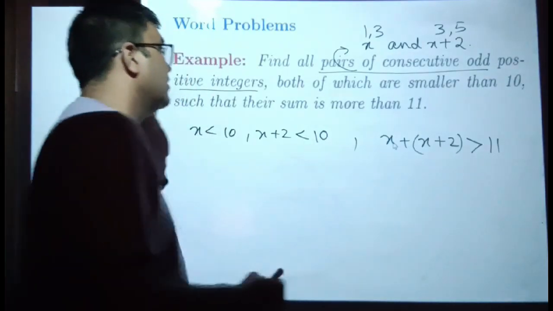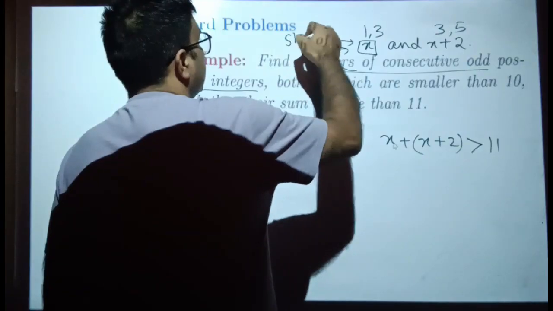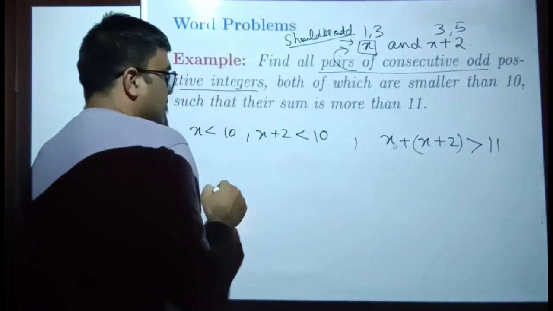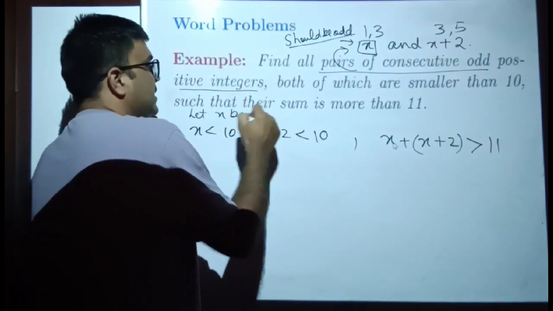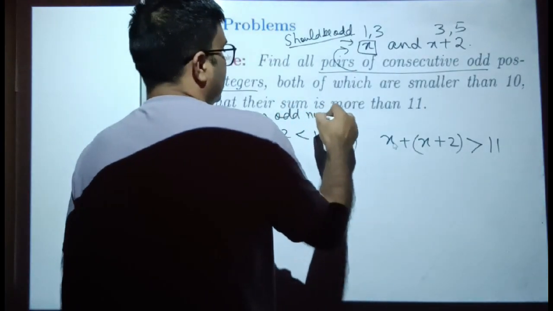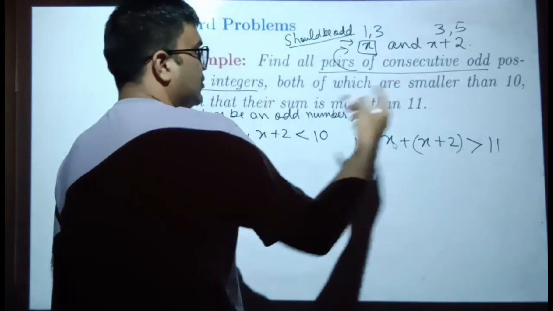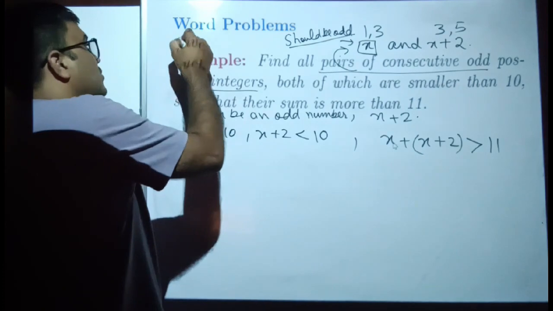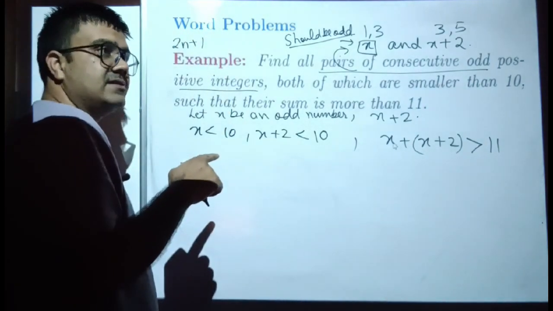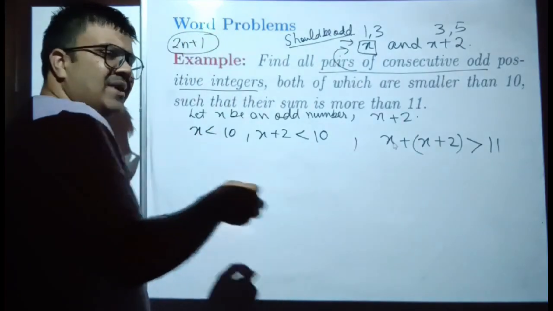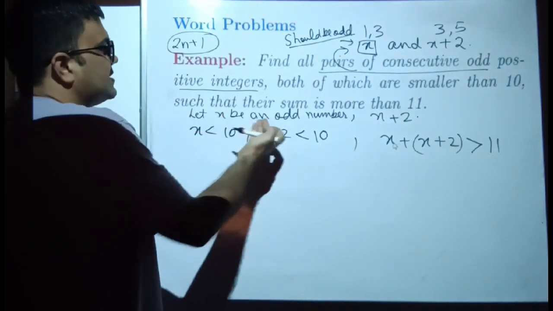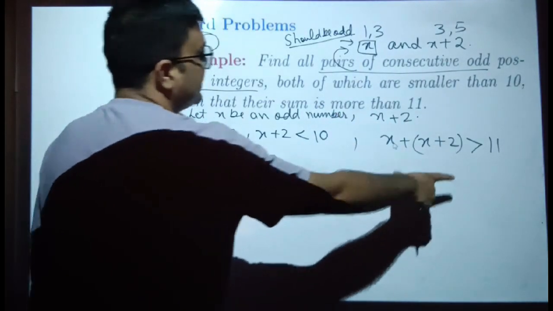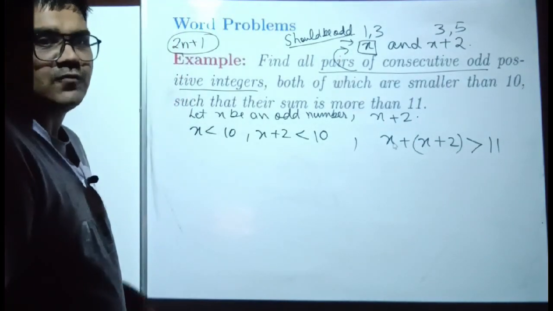We are considering that x should be odd. Let x be an odd number. Consecutive odd will be x plus 2. Another way to do this is that in place of x you consider 2n plus 1, where n is a natural number, but we are not considering it this way. This will make the calculations more complex. Just consider that x is an odd number, the next number will be x plus 2, both numbers should be less than 10, and the sum should be greater than 11. We want to find these numbers.